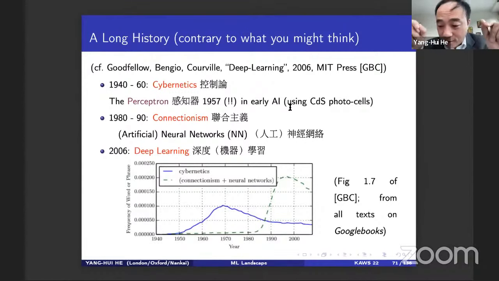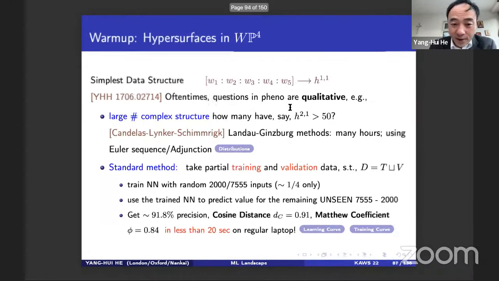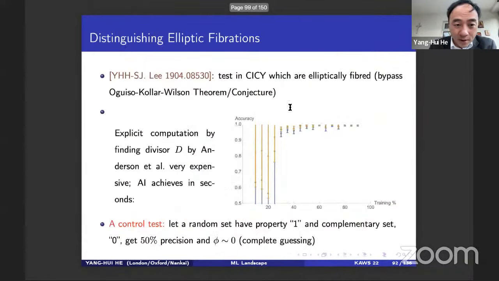That would be interesting, right? Maybe Hodge numbers is special, that it behaves very well under machine learning. But let's try something else. What about recognition of whether something's elliptic fibered? And again, this one is a binary classifier problem.